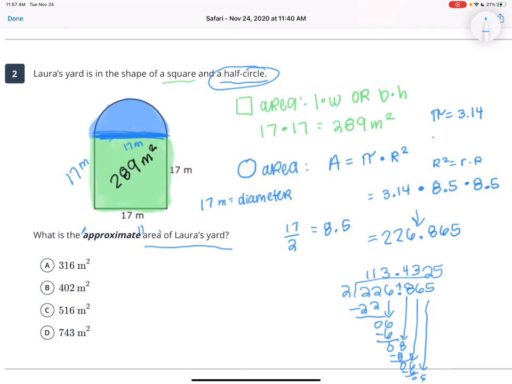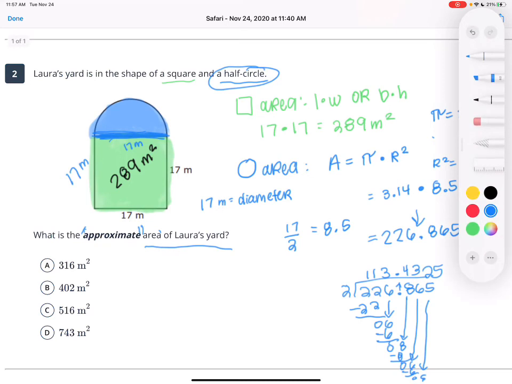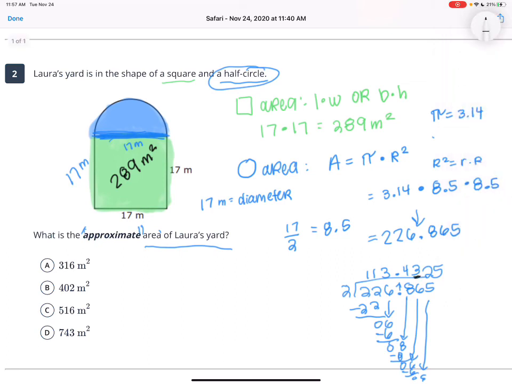So for the area of the semicircle, we could round it off to the nearest tenth. Is that 3 big enough to round that 4 up? Absolutely not. Remember, we're only looking for the approximate area. We're not looking for the exact. So we want to round to the nearest tenth, which is 113 and 4/10 meters squared, because it's area. So now I found the area of the semicircle, or the half circle in this case.